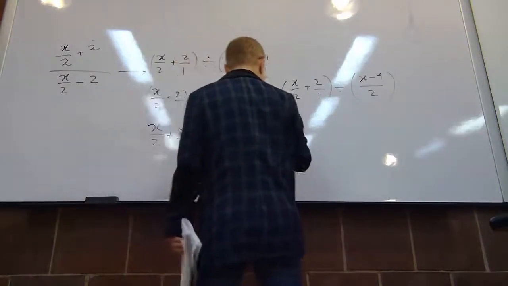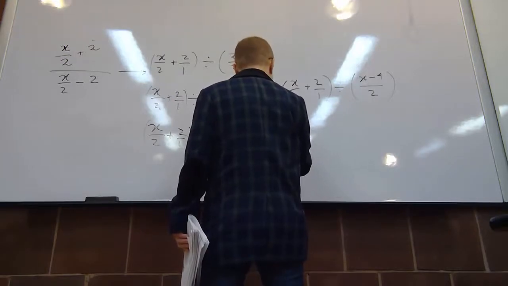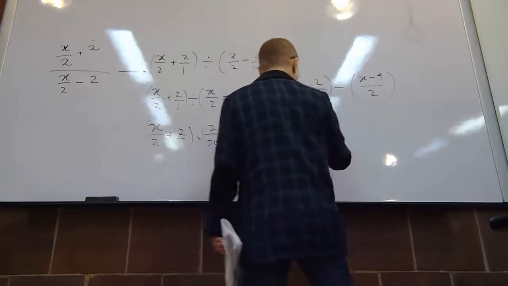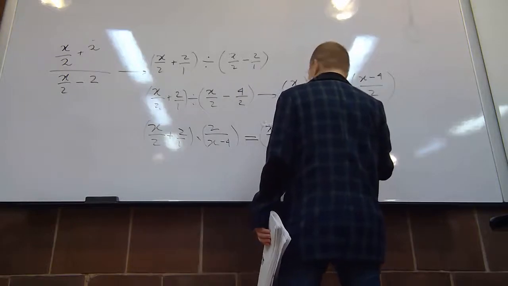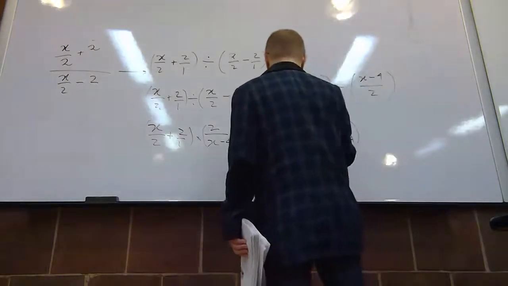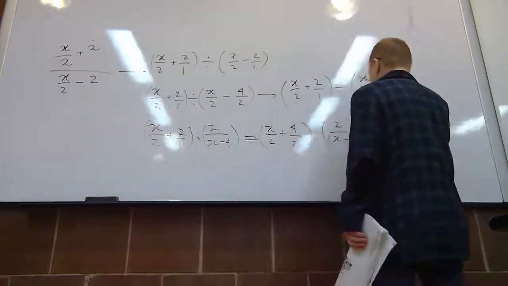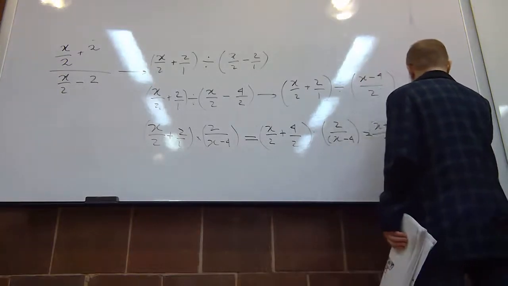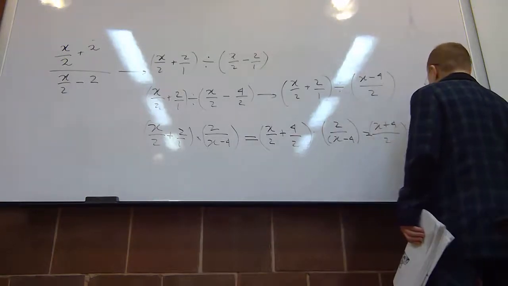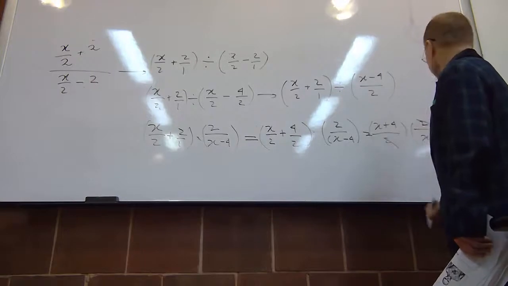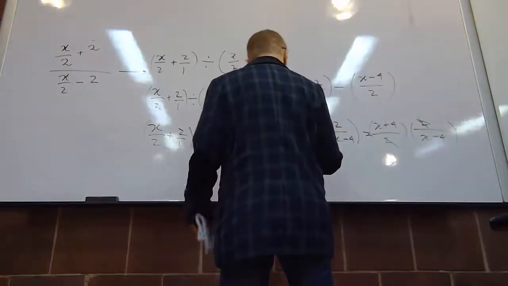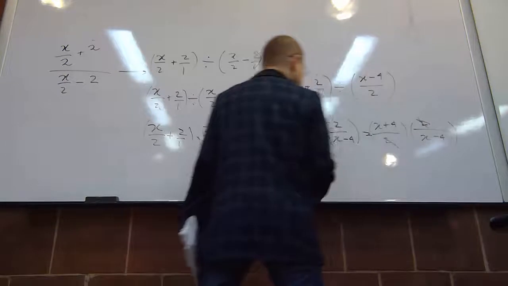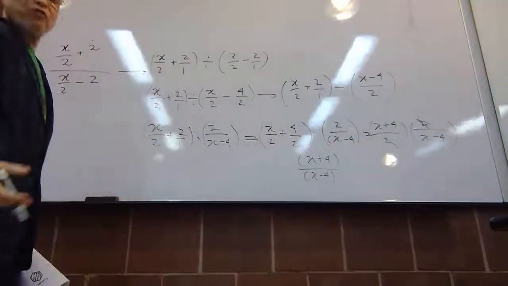So now I have x over 2 plus 4 over 2 times 2 over x minus 4, and then I combine these two, so that means I get x plus 4 over 2 times 2 over x minus 4, and then of course these cancel out, and I get x plus 4 over x minus 4, as I did before.